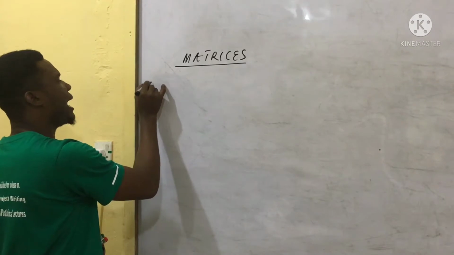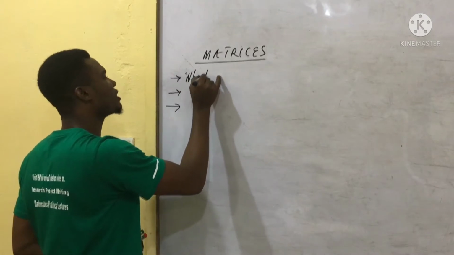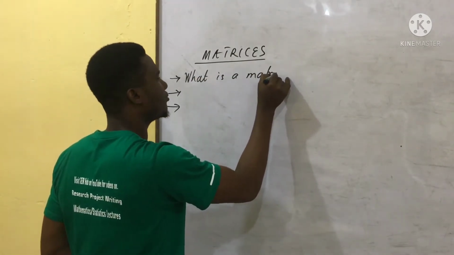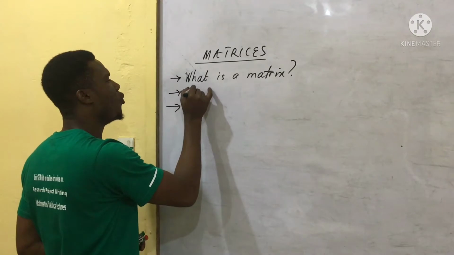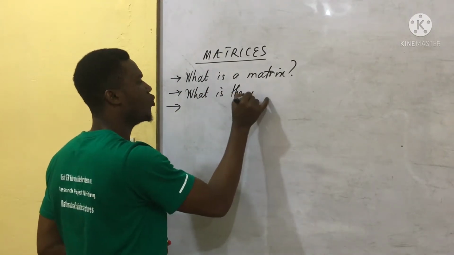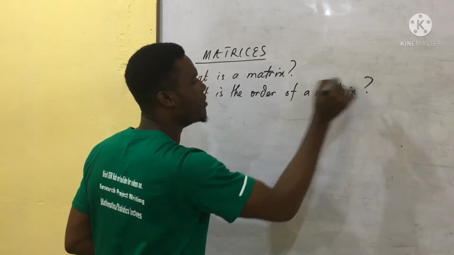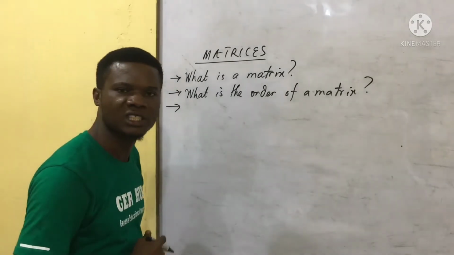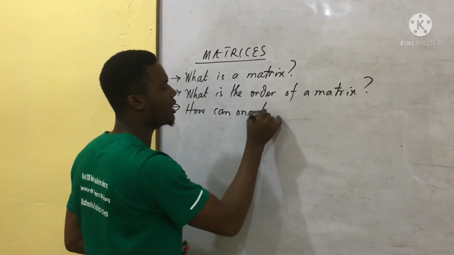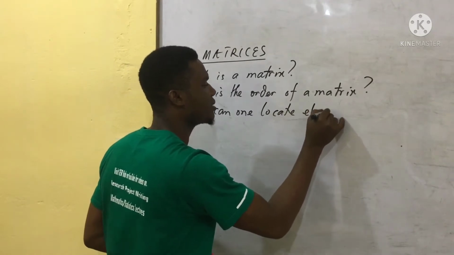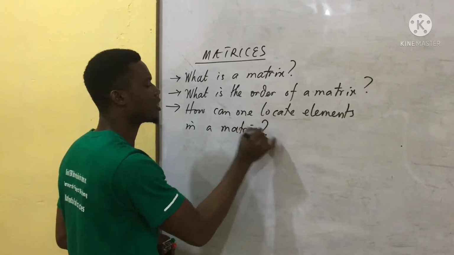So let's start with itemizing what we shall do in this video. The first thing is to answer the question, what is a matrix? The next thing we shall talk about is, what is the order of a matrix? So what do we mean by the order of a matrix? Then the third and final thing we shall talk about in this video is how can one locate elements in a matrix. So those are the three things we shall be talking about in this video.